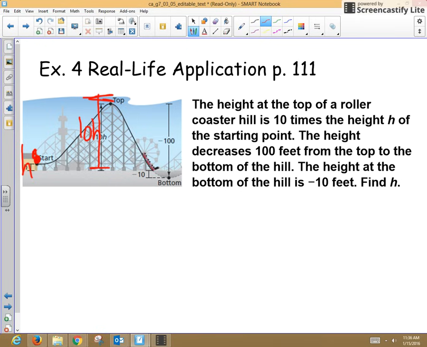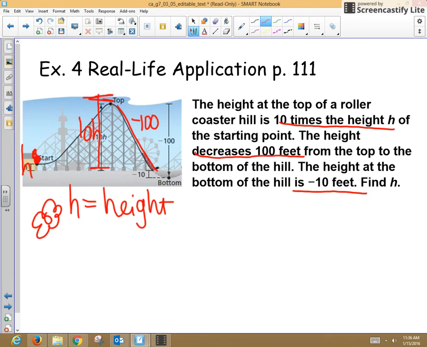Then it says the height decreases 100 feet from the top to the bottom of the hill. So then we have a decrease here. And as it's decreasing by 100, it says the height at the bottom of the hill is negative 10 feet. So that's what we're going to set it equal to. So let's highlight a few parts of this information. In our details, we have H represents the height. And we know the roller coaster is 10 times the height. And then it decreases 100 feet. So we're going to subtract 100 feet and set it equal to our ending point, which is negative 10.